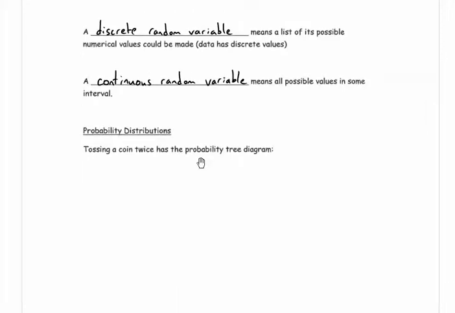Okay, so continuous random variables, you can have all sorts of different decimal answers. So a lot of times with finding probability distributions and random variables, we're going to begin with a tree or a table. So a probability distribution for tossing a coin twice. We've done these trees before. The first branch is the first toss. You can get either head or tail. And the second branch is the second toss. You can either get head or tail on the second coin.